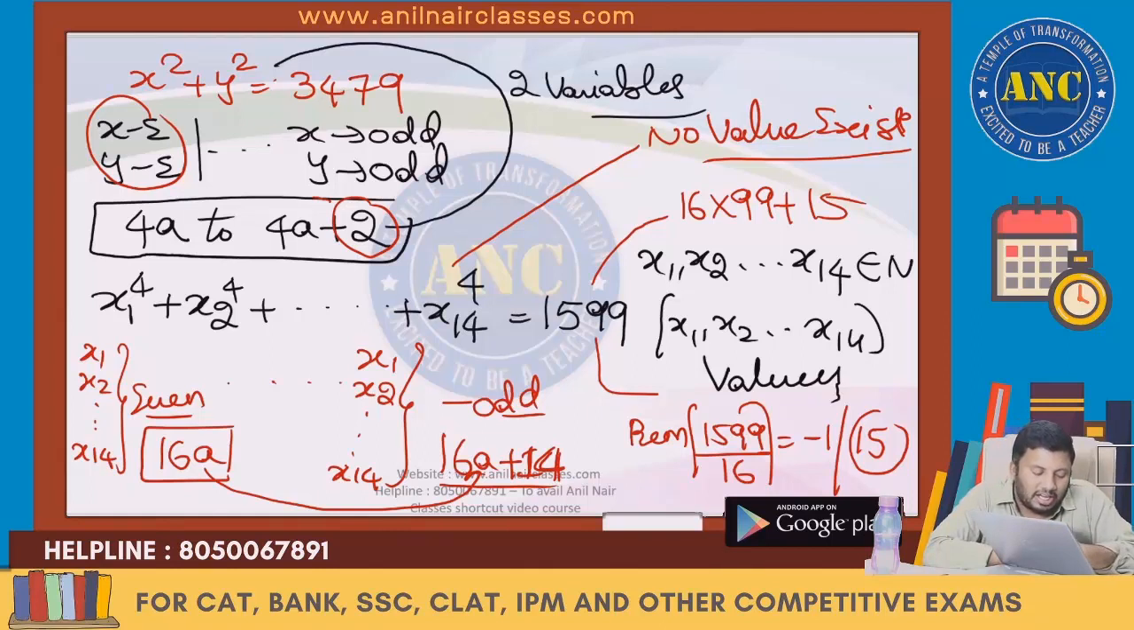x1, x2 till x14, all are even numbers. It is divisible by 16a. All are odd numbers, 14 variables are there, so it will be 16a plus 14, from 0 to 14. 1599 is 16 into 100 minus 1. Negative remainder minus 1, positive remainder will be 15. Positive remainder 15 does not arise. So the answer for this question is no value.